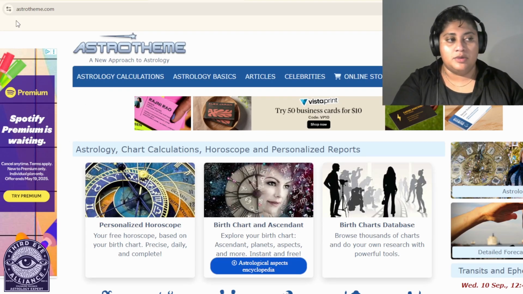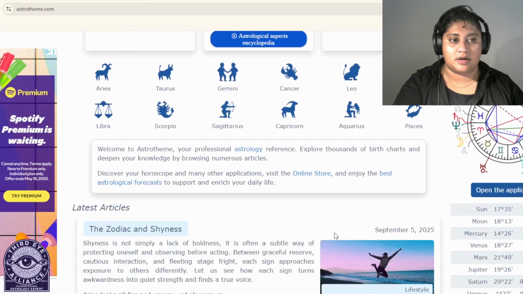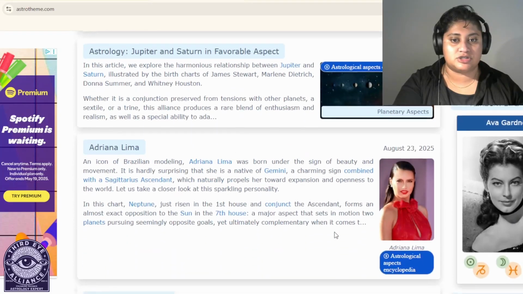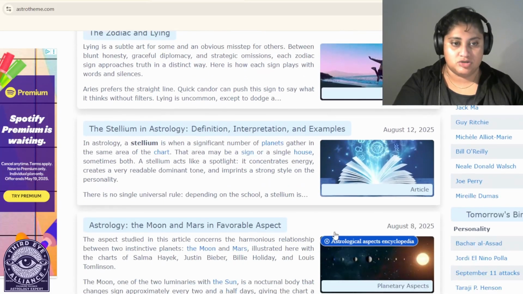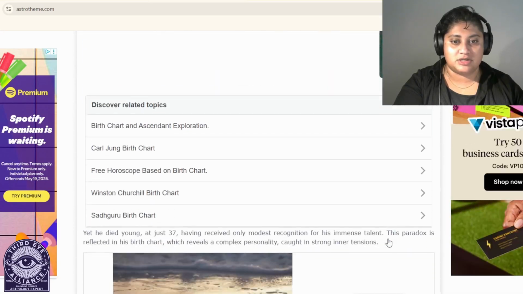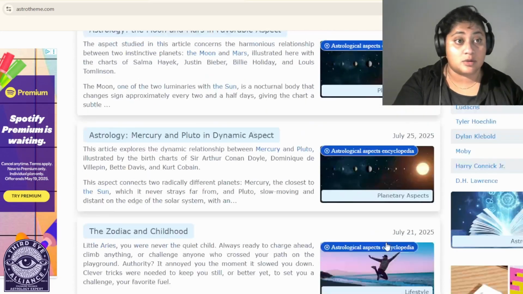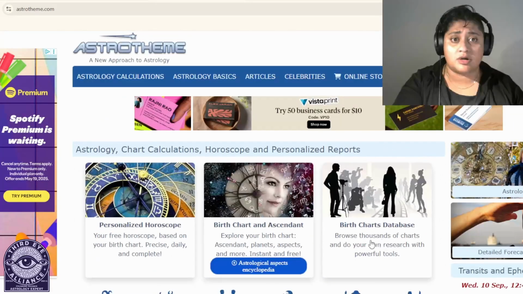So anyway, we can see up here, this is the website, astrotheme.com, and this is really what this site looks like, right? I mean, there is so much to do here. So much. Like, there's so many charts on this. And like articles, lots of reports, right?